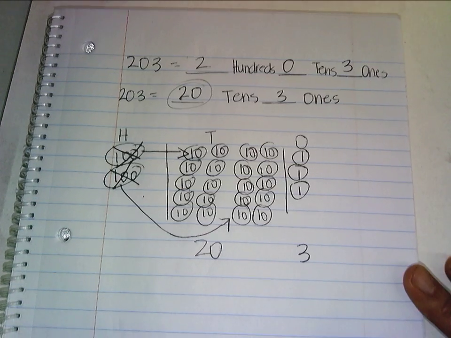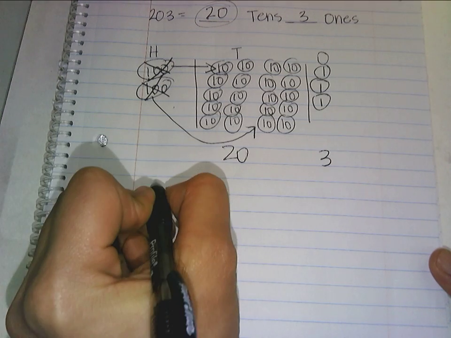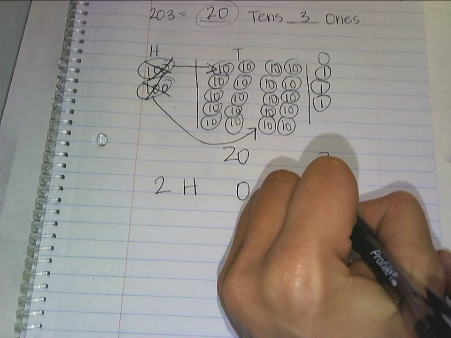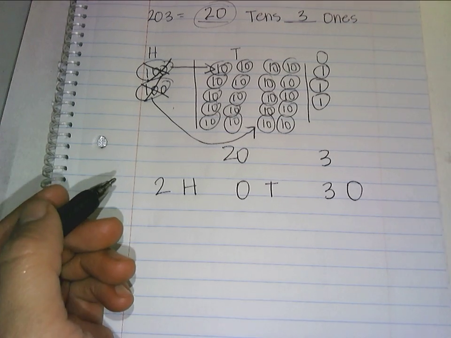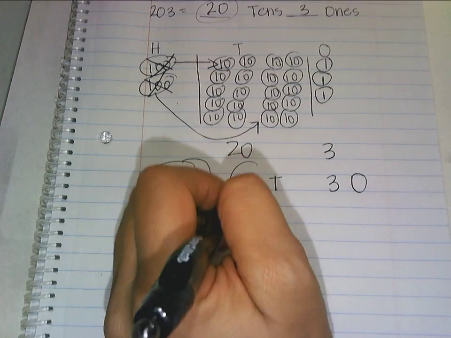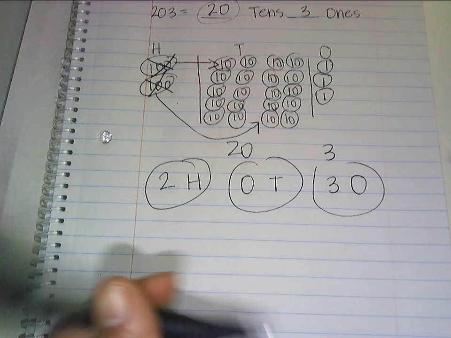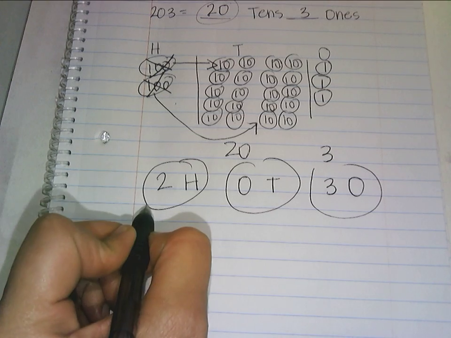Okay, so let me show you one more way that you can figure this out. If I show my unit form, 200s, 0 tens, 3 ones. So now I kind of use it kind of like a number bond, okay? Where I have my hundreds, my tens, and my ones, okay? And so now I'm going to show my parts.